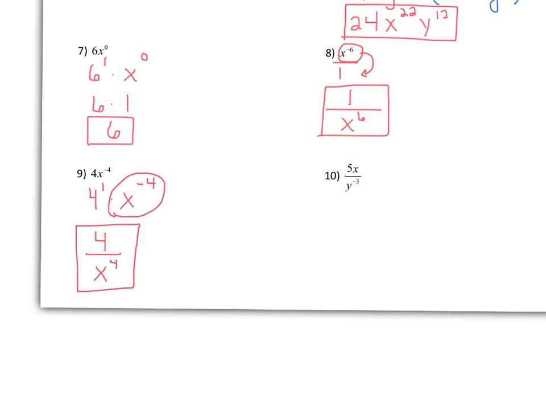Okay, similar problem for number 10. 5 is to the first power, x is to the first power, therefore they're okay. That y to the negative third needs to come up though. And we'll have 5x y to the third.